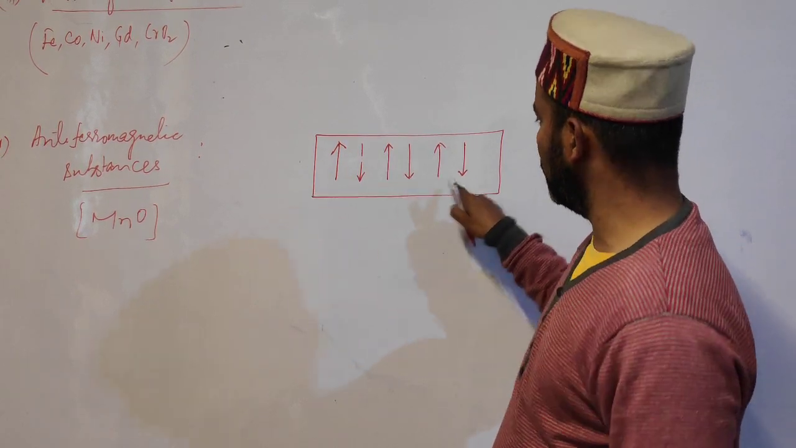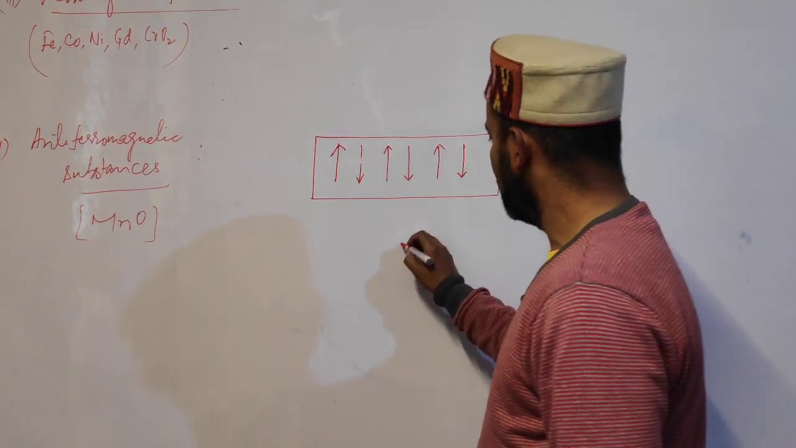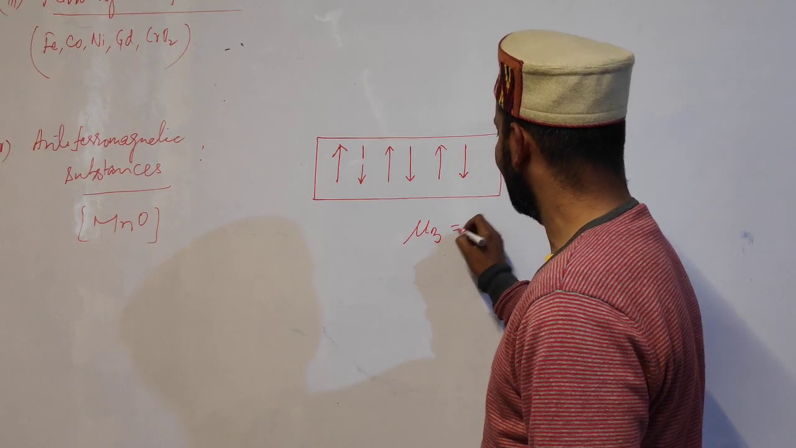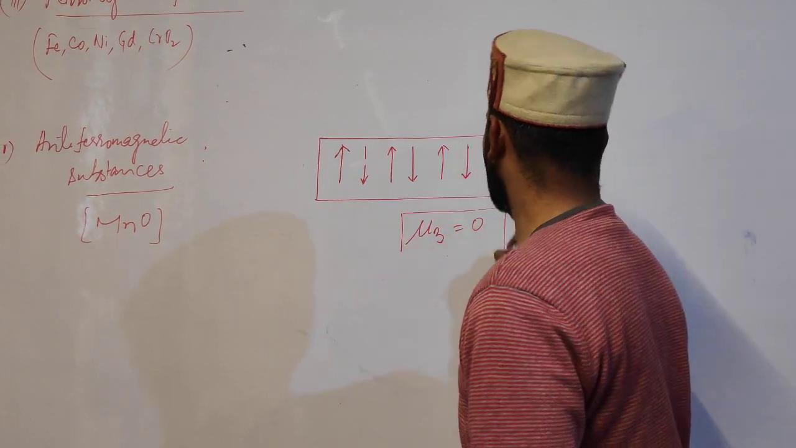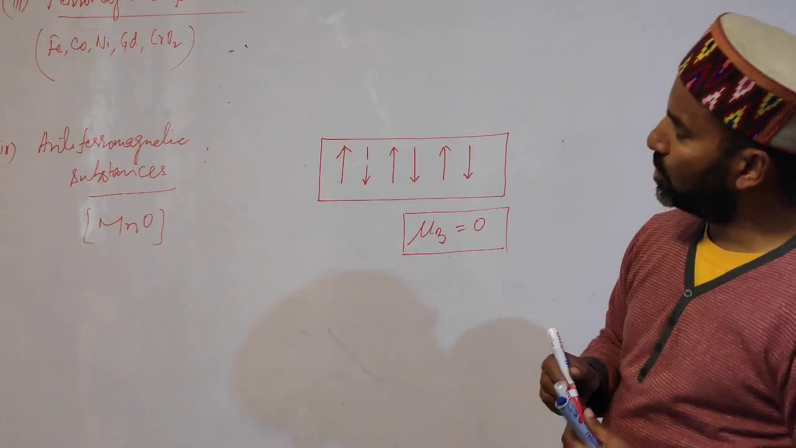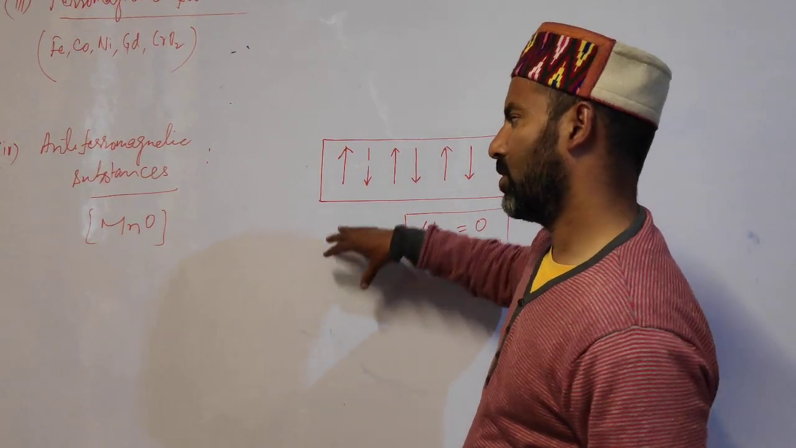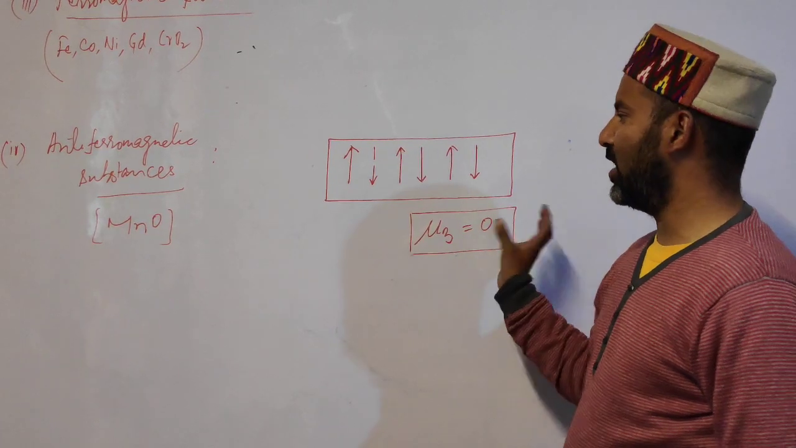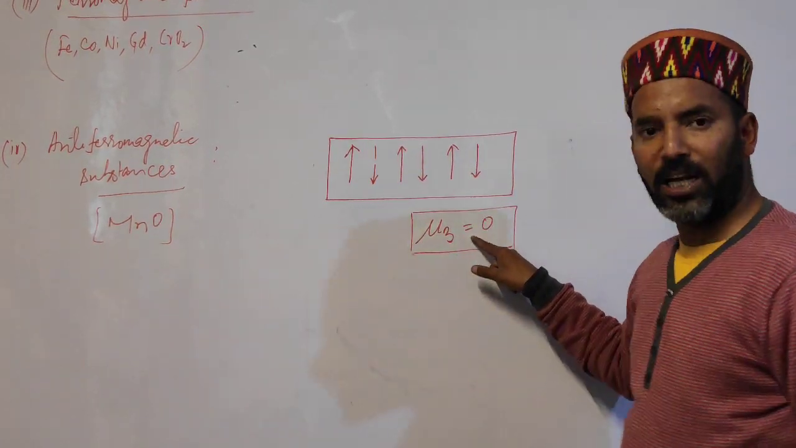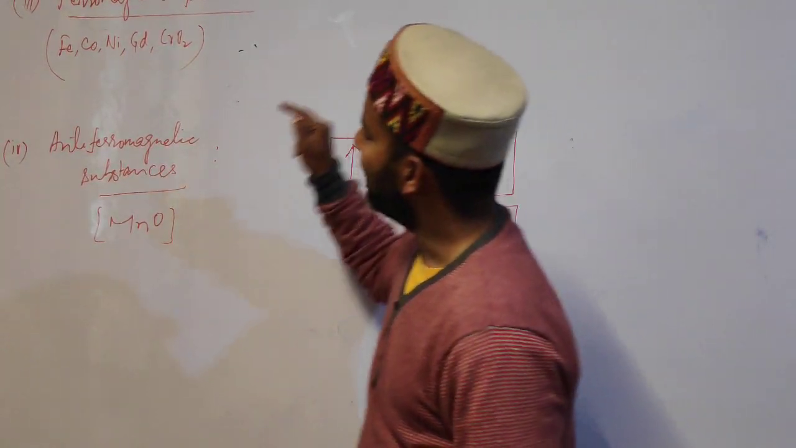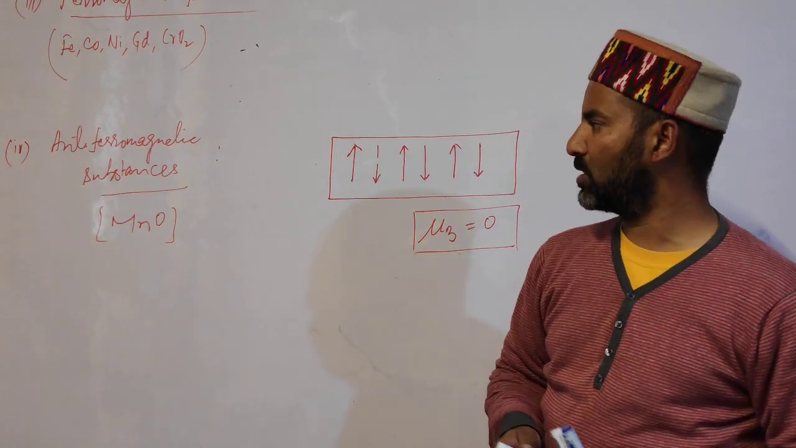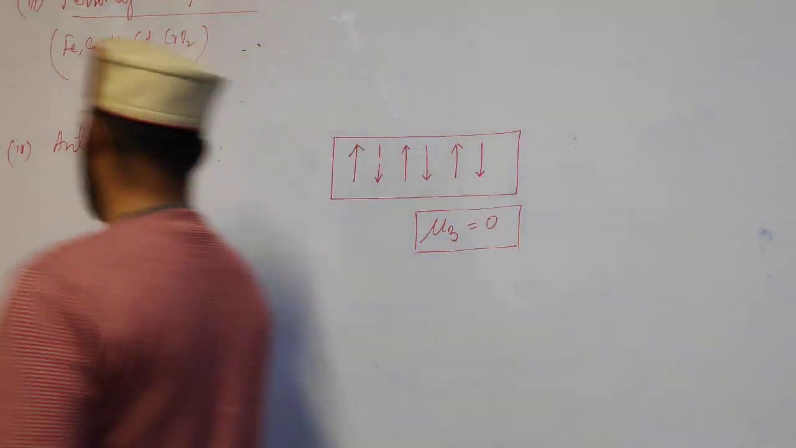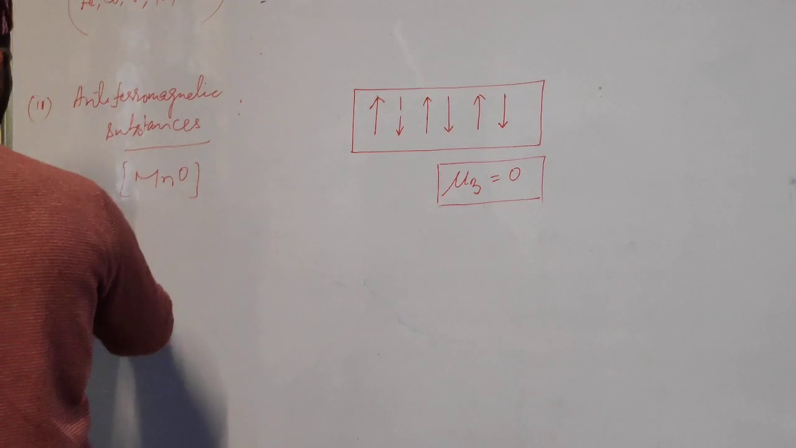This one will cancel with this one. So the net magnetic moment is 0. So students, such substances which have an arrangement of domains in this compensatory way so as to give zero net magnetic moment are called antiferromagnetic substances.